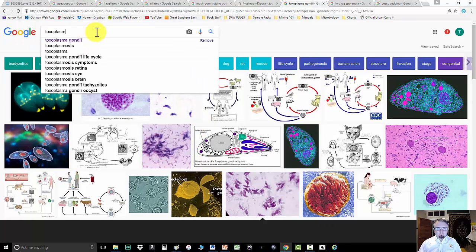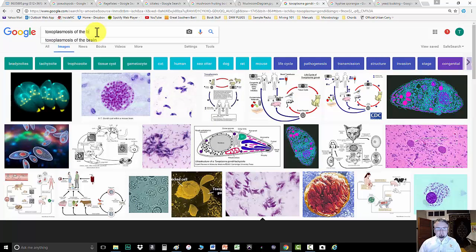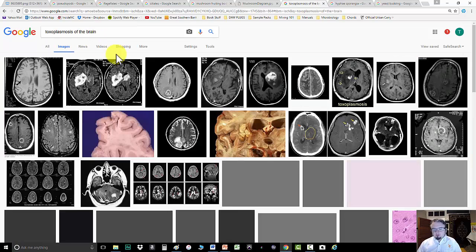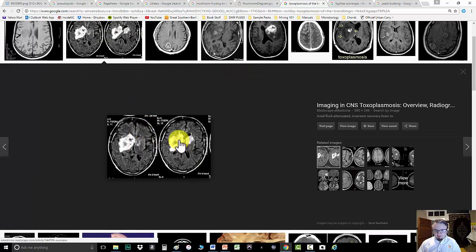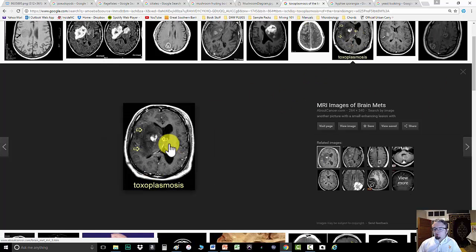Let's see if we can find a picture of that. Just showing brain scans here. But toxoplasmosis of the brain, I'm assuming that's what that's showing here, would occur in someone who typically has a very weak or no immune system. Usually, I'm most familiar with it with people who have untreated HIV and AIDS. Ultimately, the infection migrates to the brain and can cause pretty serious issues there.